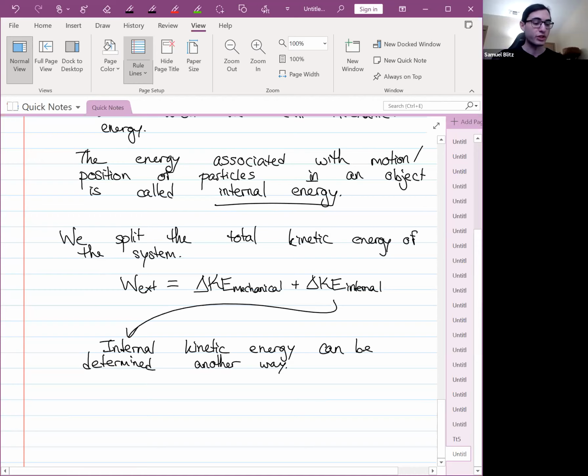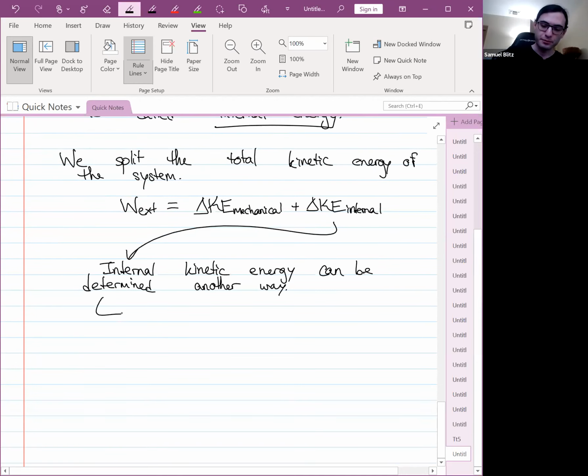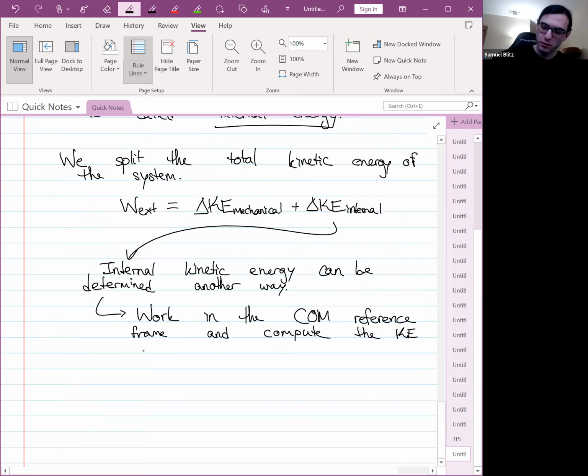So the way that we would do this is we would work in the center of mass frame, and this is where I promised why it was relevant. We would work in the center of mass reference frame and compute the kinetic energy of each particle. The reason we want to work in the center of mass frame is because from the center of mass frame, the total energy is the internal energy, right?